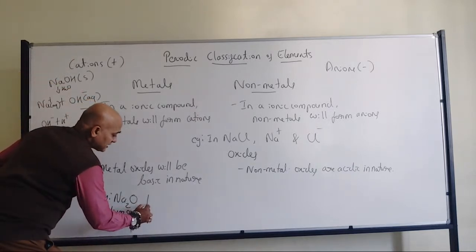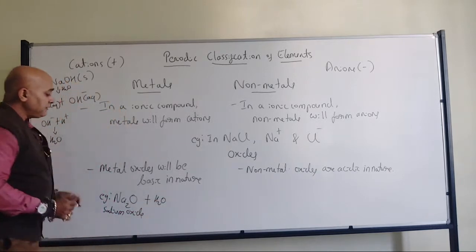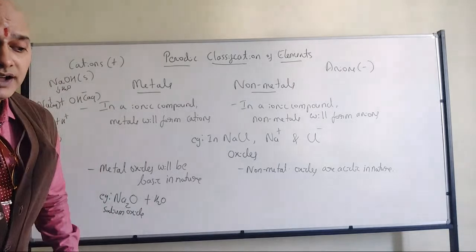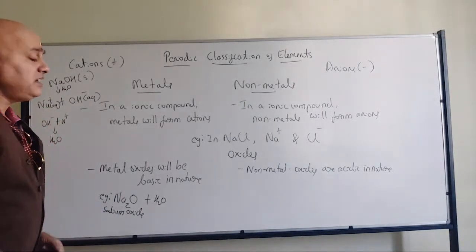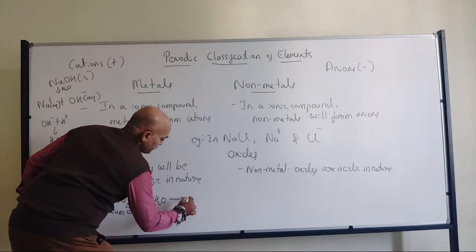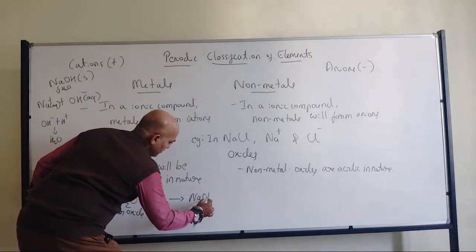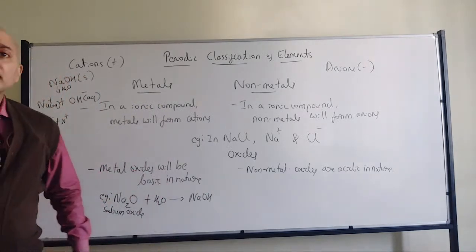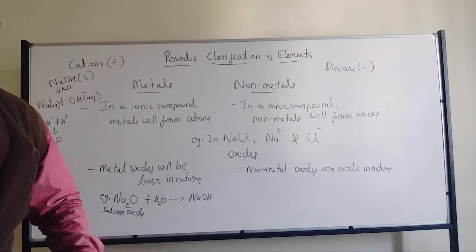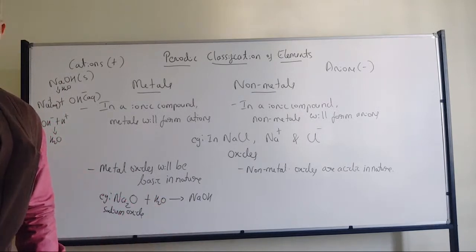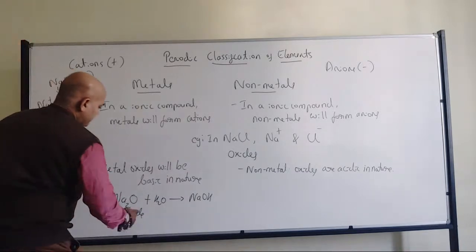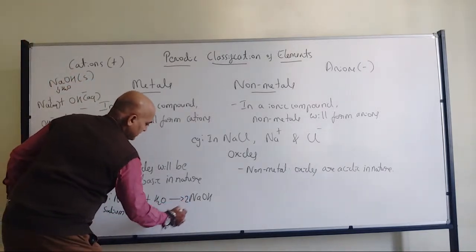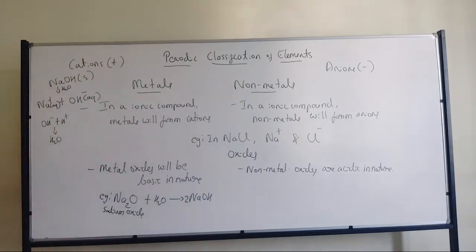Now when you add sodium oxide to water, it's going to form sodium hydroxide. So metal oxide is basic because they are involved in the formation of sodium hydroxide, in this case as an example. To balance the equation, 2 sodium is there, so I will make it 2, it should be balanced.